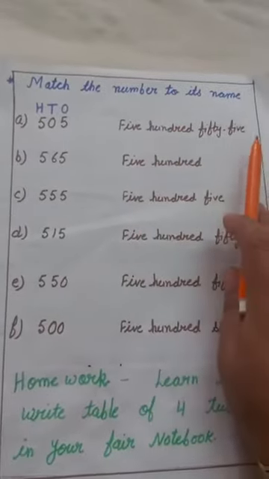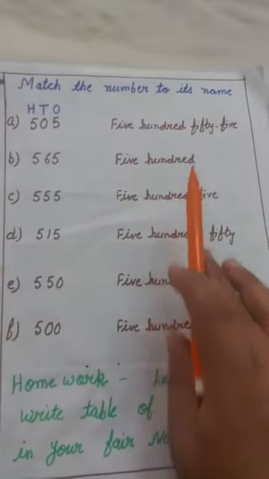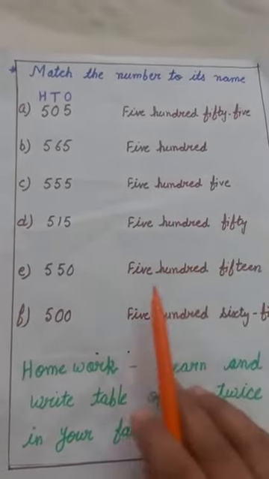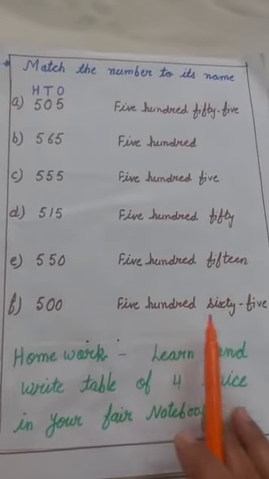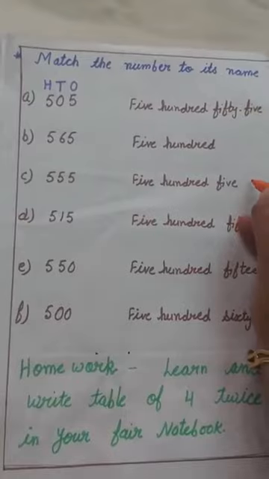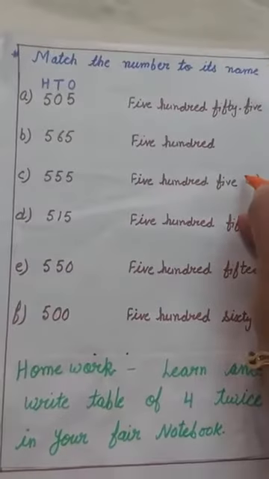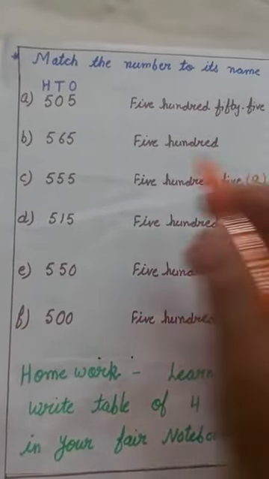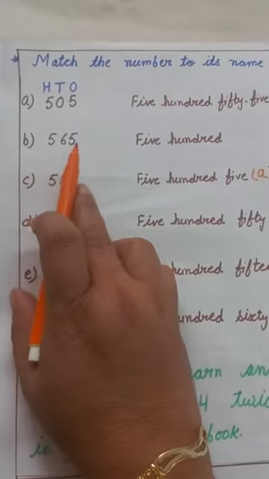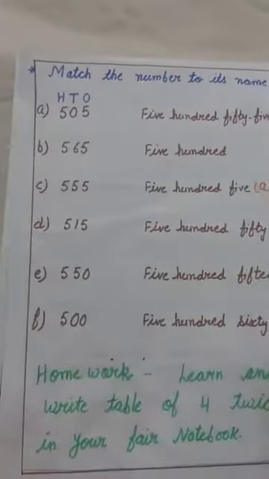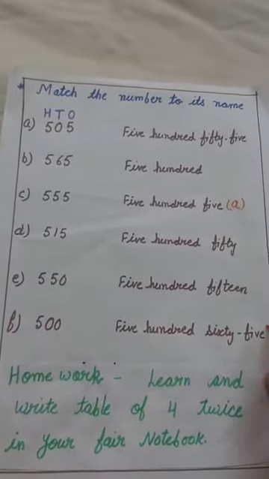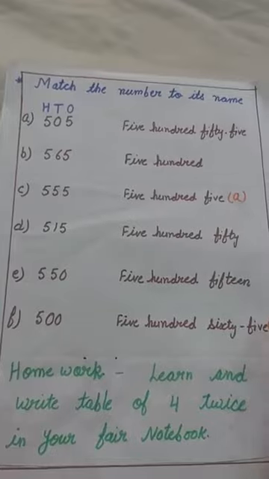This is 555, this is 500, this is 505, 550, 515, 565. So where is 505 written? We will write A over there. Yes. Now the next number is 565. Where it is written? It is written at the last. So we write B over there.